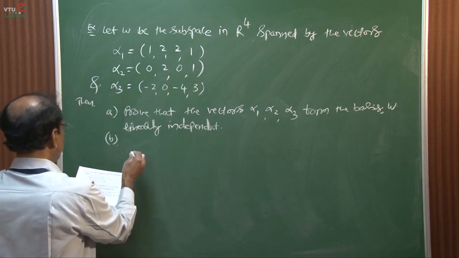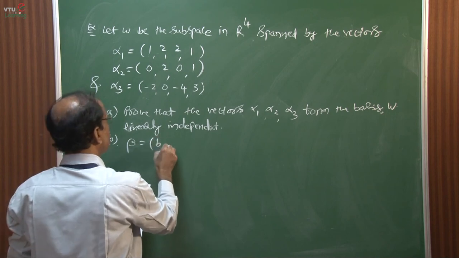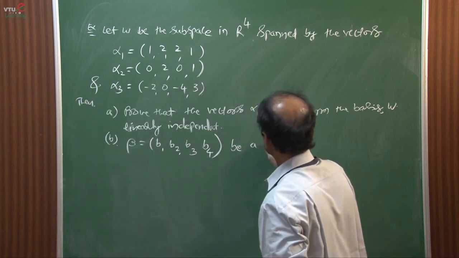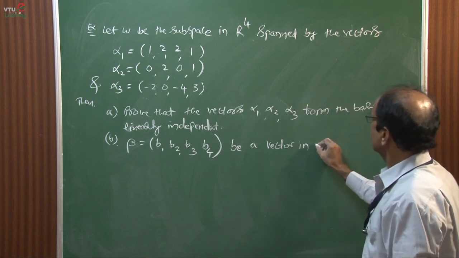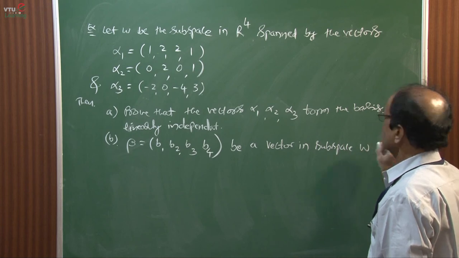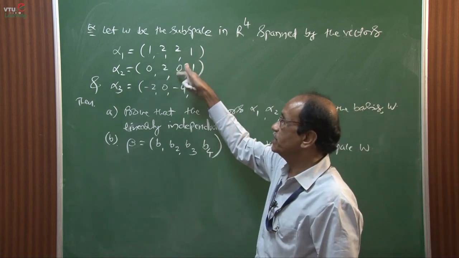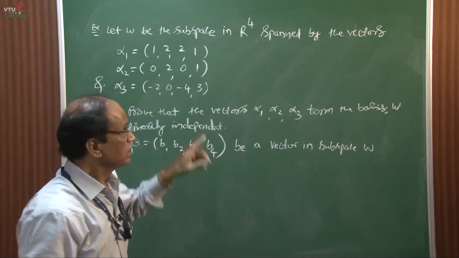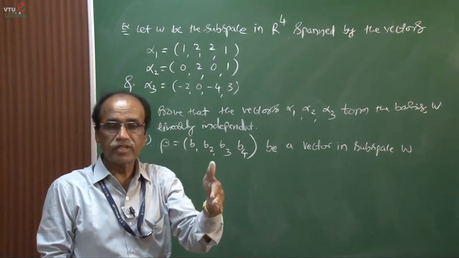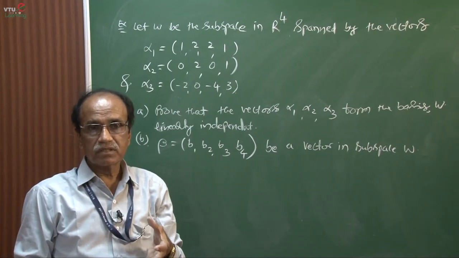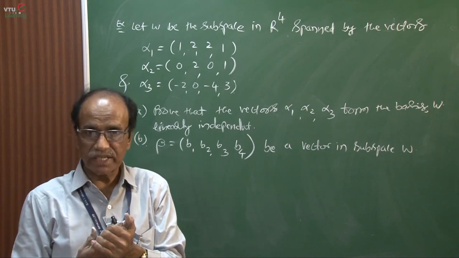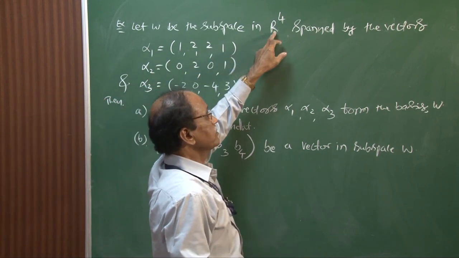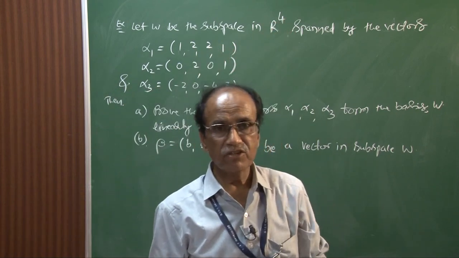And the next question is: beta is equal to B1, B2, B3, B4, be a vector in subspace W. So, you can easily make out, you take C1, C2, C3 for this, you can write a linear combination of all these three. That means you will form a vector, linear combination for all these four values, then you will get four different equations and you will have to solve for three values, that means three values of scalars, that means C1, C2, C3. Afterwards, you can say how they are spanned in the region with the four different values. So, the remaining discussion I will continue in my next lecture. Thank you.